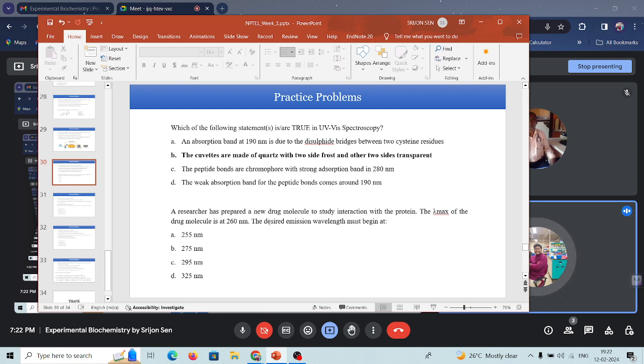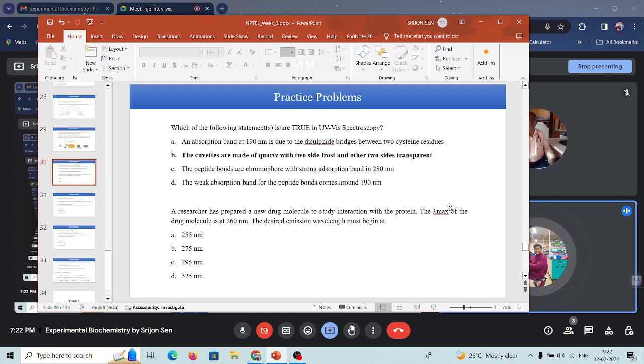Now the next one. A researcher has prepared a new drug molecule to study interaction with the protein. The lambda max, or the maximum wavelength of the drug molecule, is 260 nanometer. So the desired emission wavelength must be. So what we are seeing here is that a researcher has prepared a molecule to study the interaction with the protein. The lambda max of the drug molecule is at 260. So where will the desired emission be?